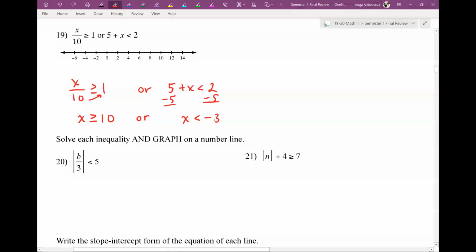So let's go ahead and graph this. x greater than or equal to 10. So here's 10. Greater than or equal to means solid dot. It's pointing to the right, so I'm going right. And then the other one says x less than negative 3. So I'm going to find negative 3. That's about right in between negative 4 and negative 2. So I'm going to put an open circle there, and it's pointing to the left, so I'm going to go left. And there's my solution for that one.